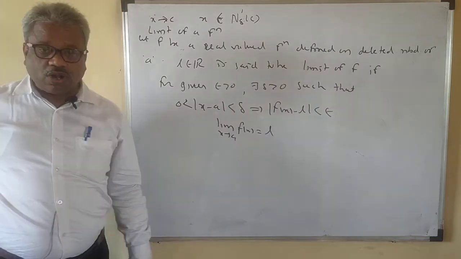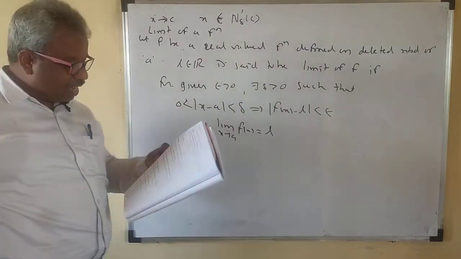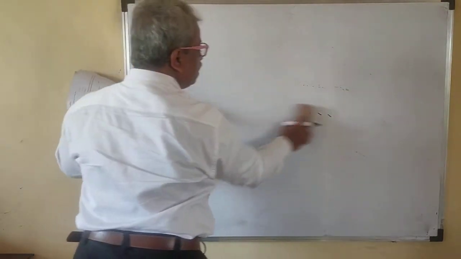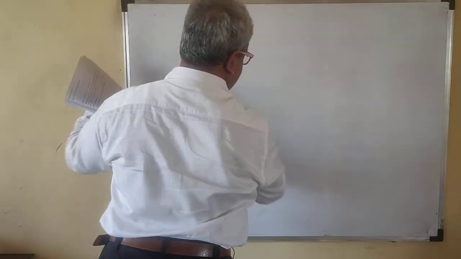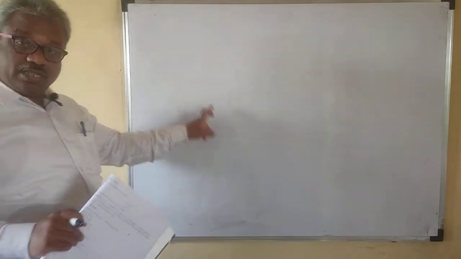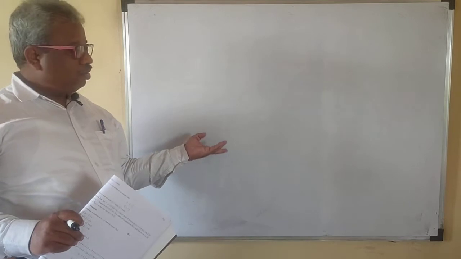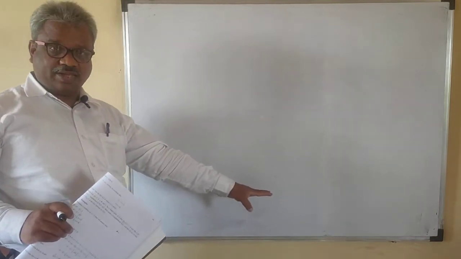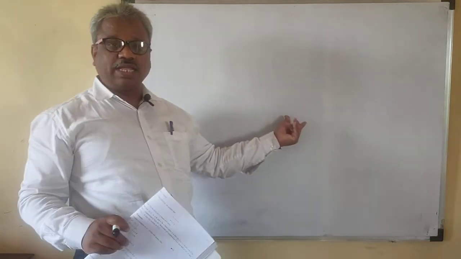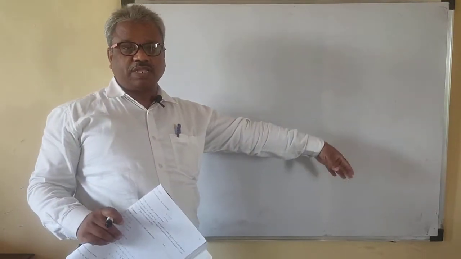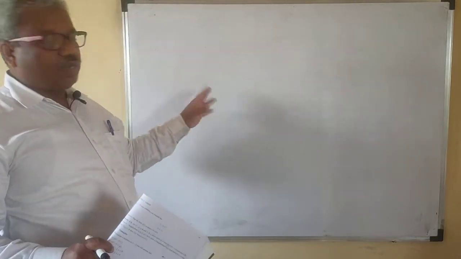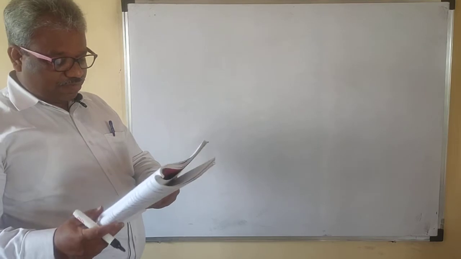So you should remember that this is the epsilon delta definition of the limit. Read that definition carefully. For a given epsilon, which is provided to you, you want to prove that there exists a delta, right? So 0 less than mod of x minus a less than delta implies that mod of f of x minus L is less than epsilon. This is the epsilon delta definition, and you should remember it.